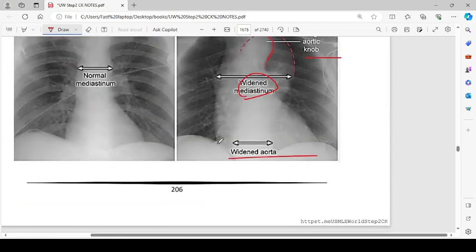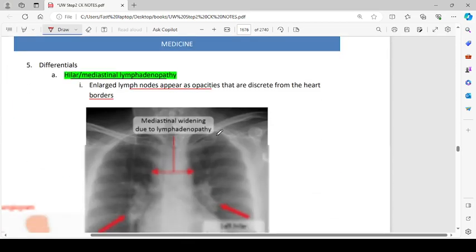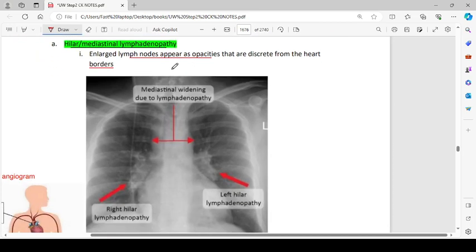And this is a widened aorta. Okay, the differentials of the thoracic aortic aneurysm are hilar and mediastinal lymphadenopathy. Enlarged lymph nodes appear as opacities that are discrete from the heart borders. So this is left hilar lymphadenopathy and this is right hilar lymphadenopathy.